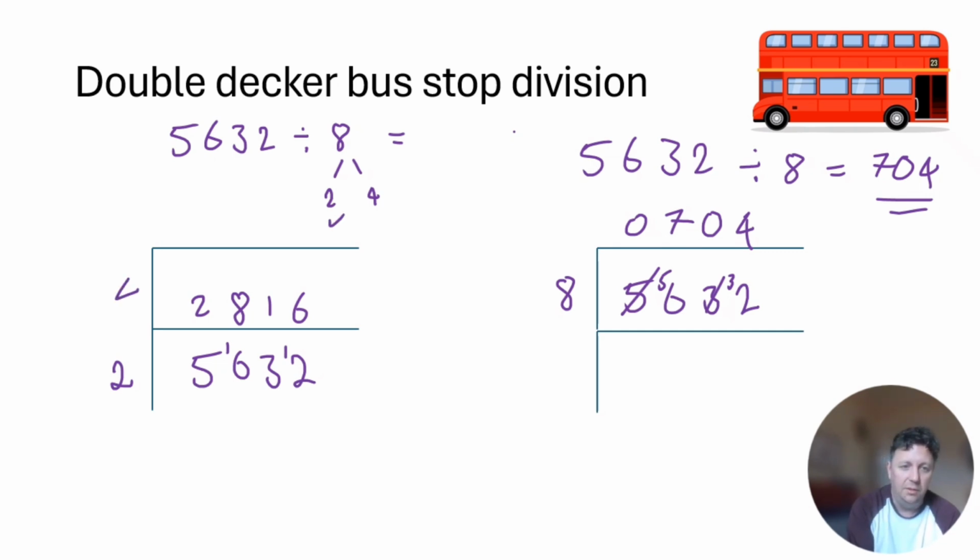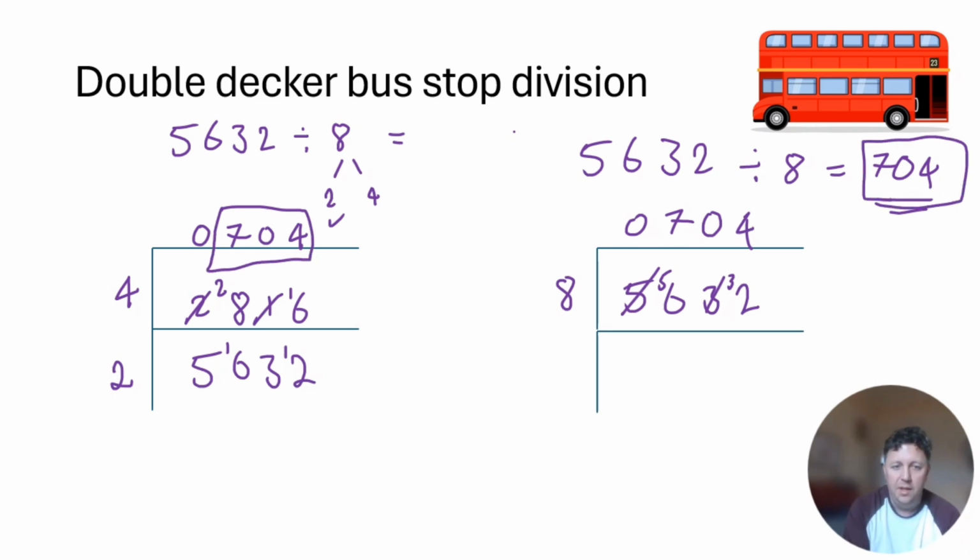Now, hopefully you guessed it right, I am now going to divide by the other factor, which was 4. So 4 into 2 doesn't go, 0 goes up there. 4 into 28 goes 7 times. 4 into 1 doesn't go, so we scratch it off, carry over the 1. 4 into 16 goes 4 times, and as you can see, we end up with 704, exactly the same as what we did over here. So that is basically the double-decker bus stop division.